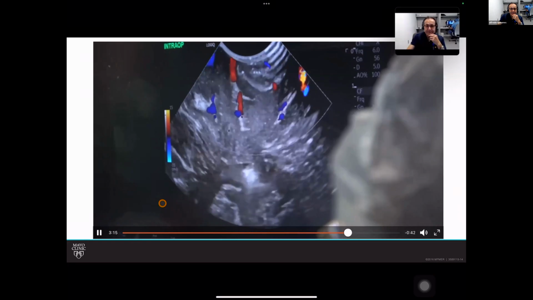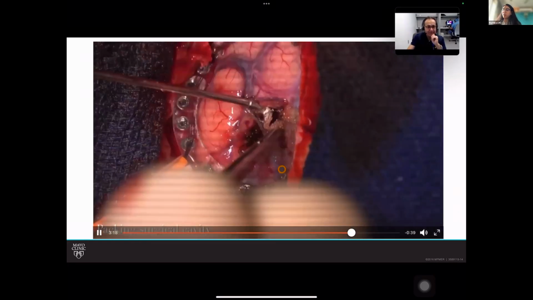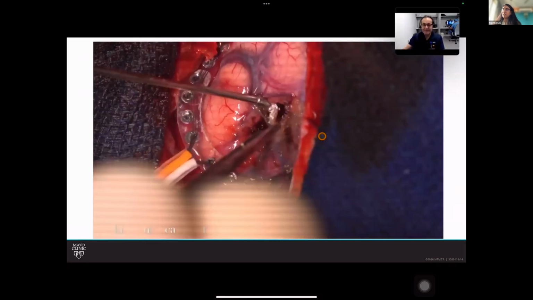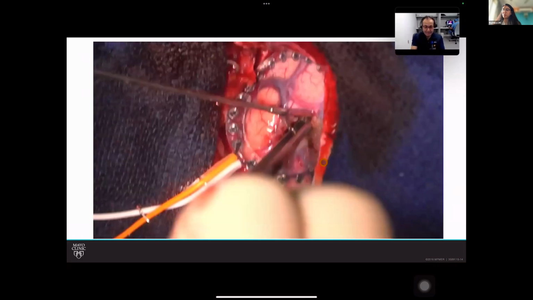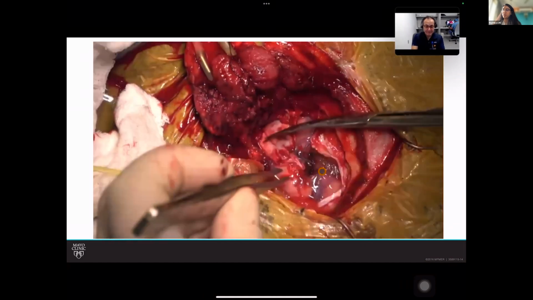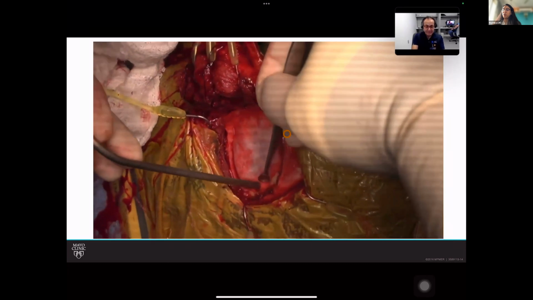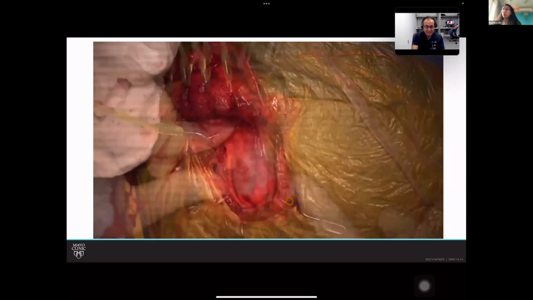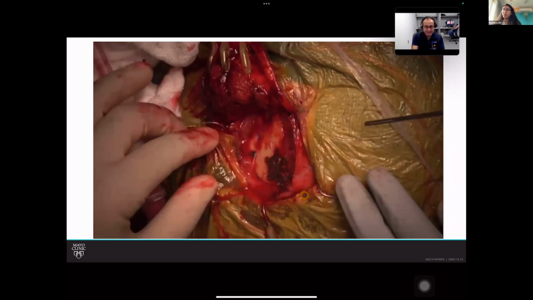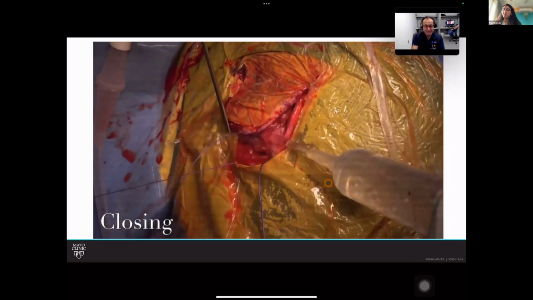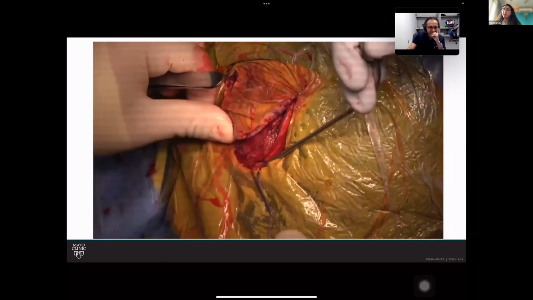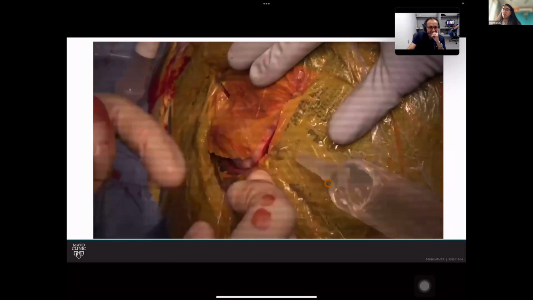So after dissection, an ultrasound was done in which we saw the cavity is clear. Next, the cavity is packed. The dura is sutured. And DuraGen is placed to secure the resection site. The bone flap is now screwed back on. The muscle is sutured. Next is suturing of fascia.